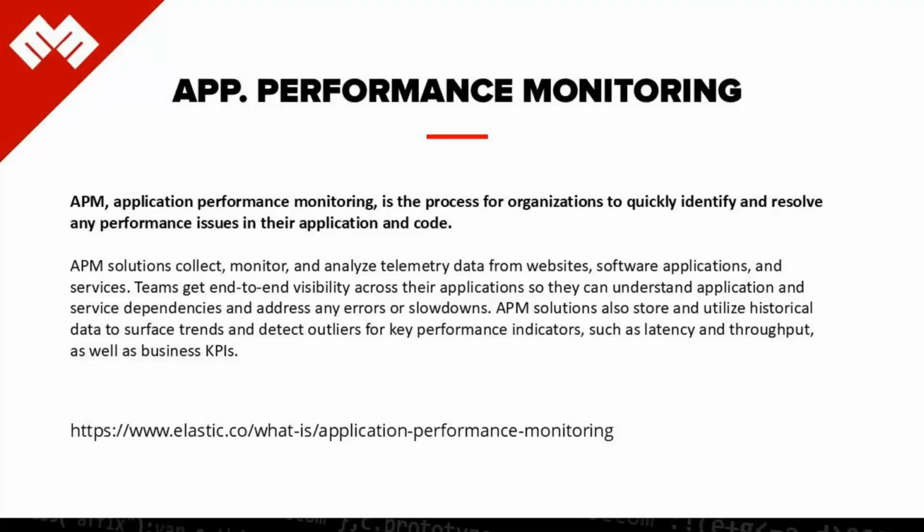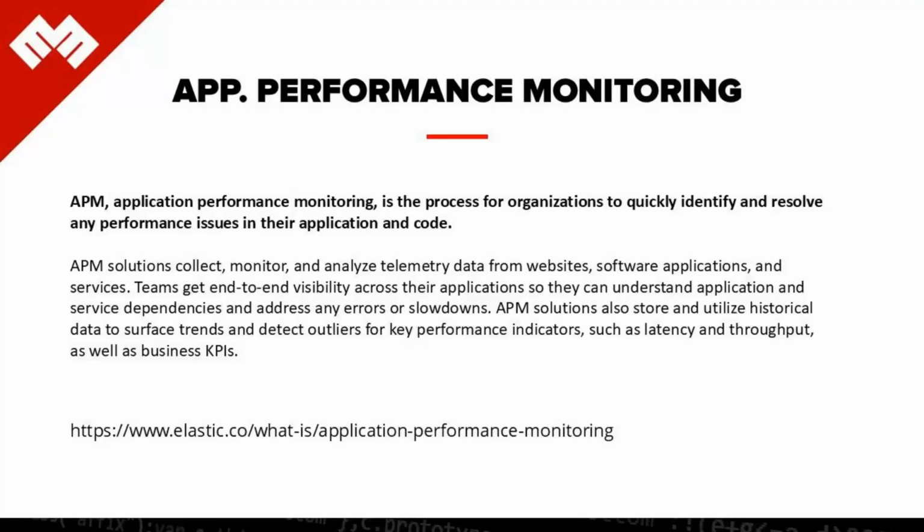APM, or Application Performance Monitoring, is the process for organizations to quickly identify and resolve any performance issues in their application and code. APM solutions collect, monitor, and analyze telemetry data from websites, software applications, and services. Teams get end-to-end visibility across their application so that they can understand application and service dependencies and address any errors or slowdowns. APM solutions also store and utilize historical data to surface trends and detect outliers for key performance indicators such as latency and throughput, as well as business KPIs.